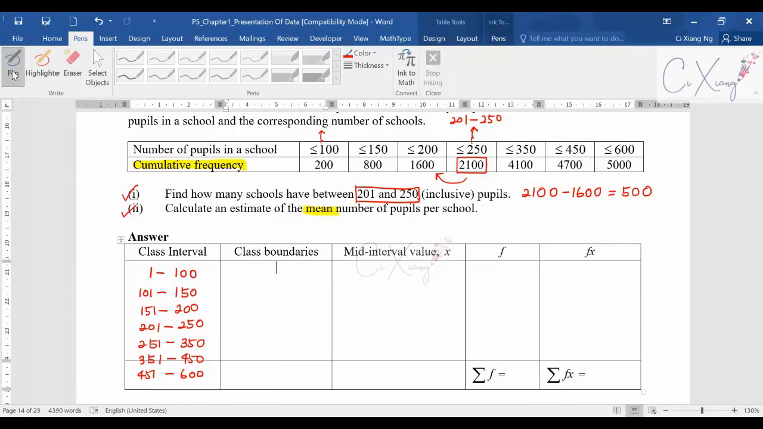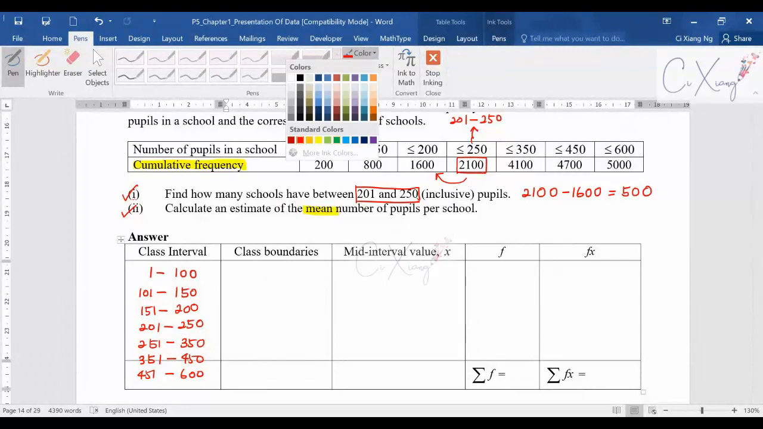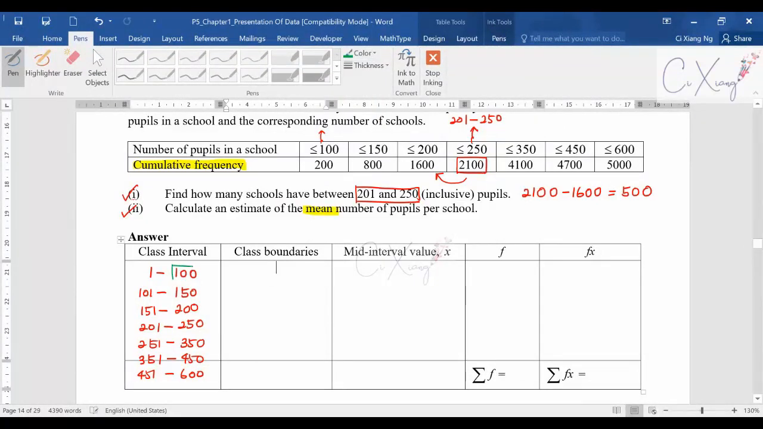Okay, all right. So once you write the class interval, then the next one you need to have is the class boundary. So again, how can I check for the class boundary? Look at the upper value for the first class and compare it with the lower value for the second class. These two numbers are not the same, so you need to do the adjustment. So it becomes 0.5 to 100.5. Okay, so 100.5 becomes 150.5. Then 150.5 to 200.5. Okay, and then the rest, please make sure that you complete.